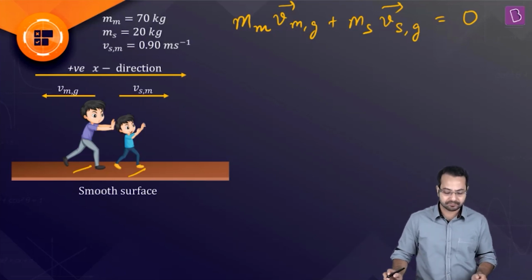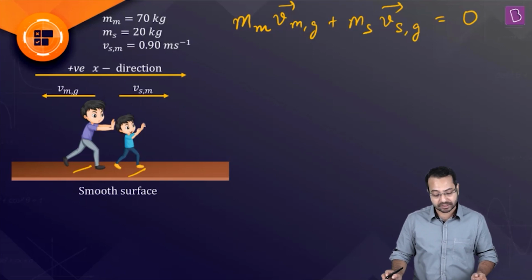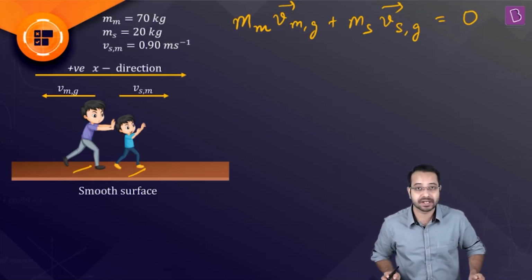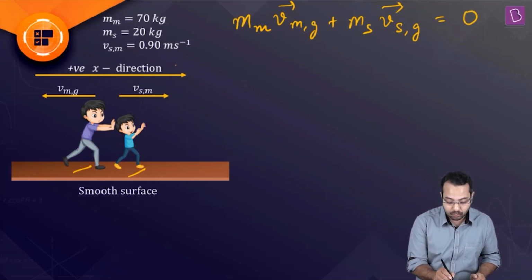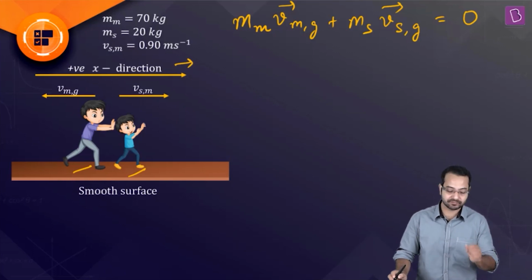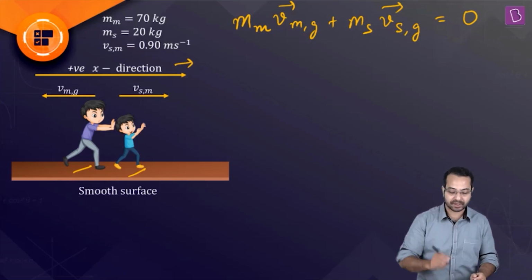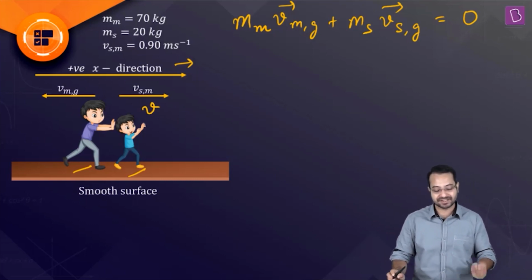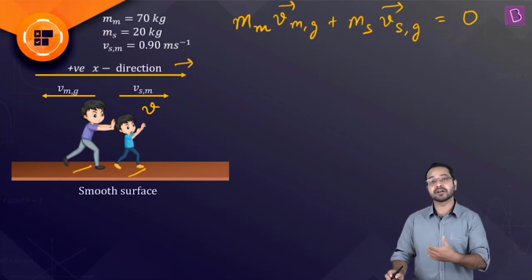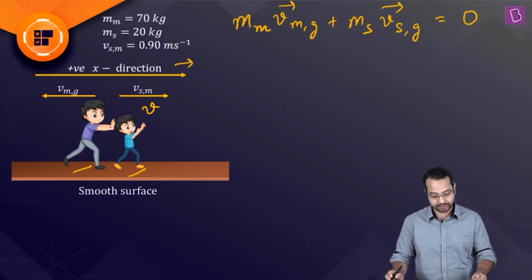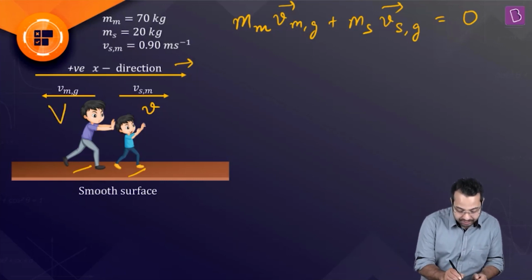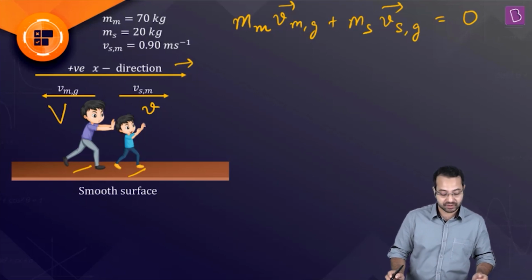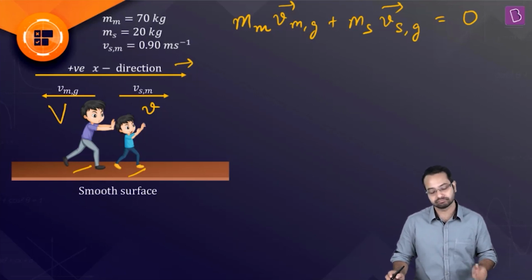All right, very well. Now, since we are dealing with vector quantities, we need to choose a direction as positive. So rightwards we have chosen as positive. So for simplicity, let's say v is the velocity of the son with respect to man, and we have assumed it in the rightward direction. And capital V is the velocity of man with respect to ground, and that we have assumed in the leftward direction. Is that correct?